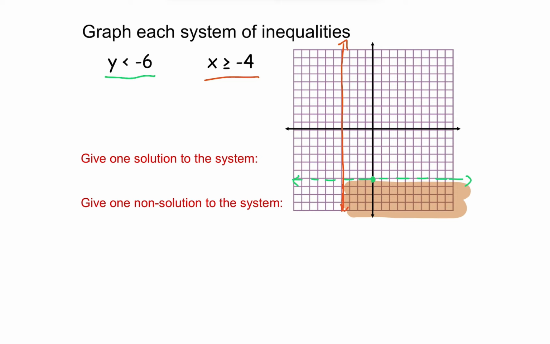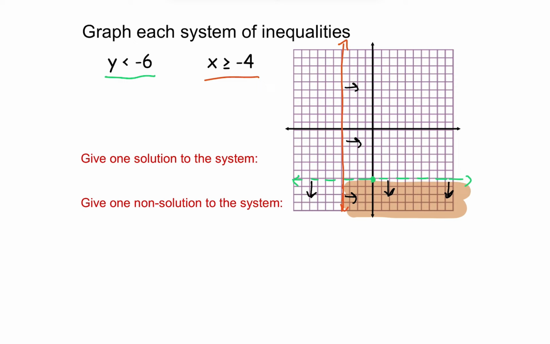One thing you could do if you don't want to actually shade each time is you could say, well, I know this green one is going to be shaded below. You could just put some arrows there. And then the orange one is going to be shaded to the right. And then you just find where they overlap, and it's that shaded region.